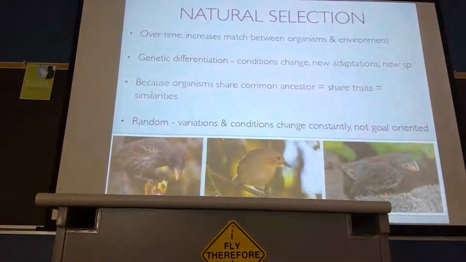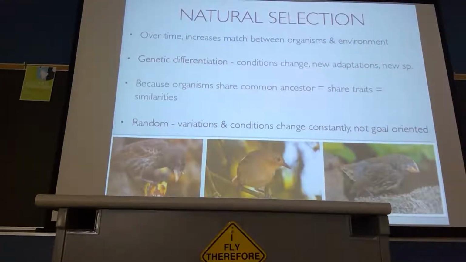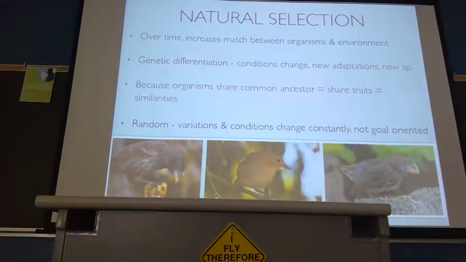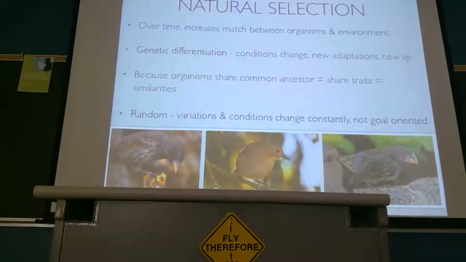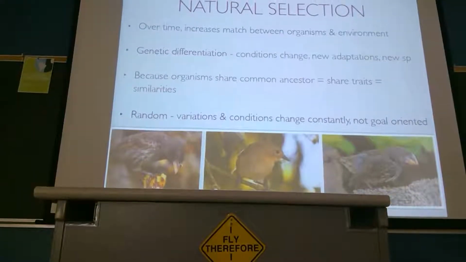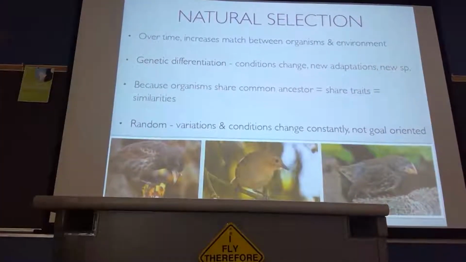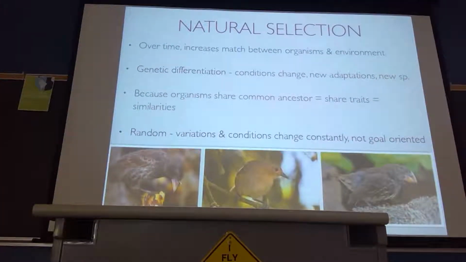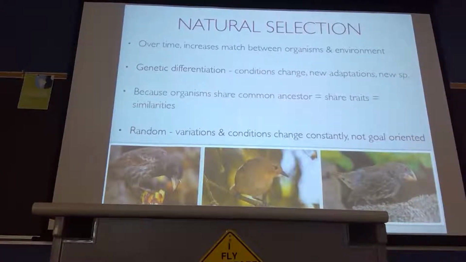Okay, cool. All right. So some things to remember about natural selection. It is the only process that over time increases the match between organisms and their environment. Because drought and hard seeds were present, we saw more finches with heavier, thicker bills. That's natural selection. Gene flow and genetic drift can produce fits and matches between organisms and environments, but it's random, okay? It's not selected for, it's not adaptive. It was total chance.